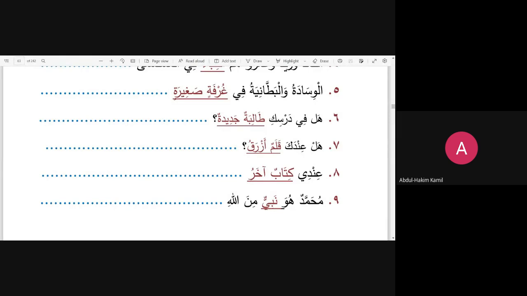Na'am. Tayyab, tayyab, ya Yunus. Indi kitabun akhar. What does that mean? I have another book. Now, how are you going to change that? Indi al-kitab al-akhar. I have the other book. On both of them. Al-kitab al-akhar. The other book.